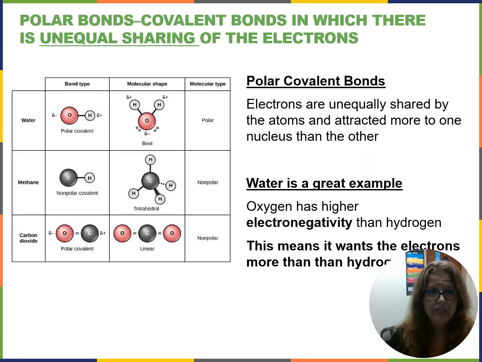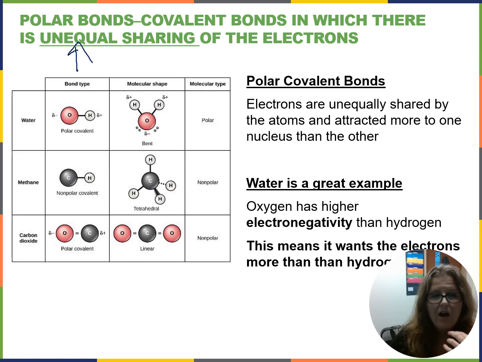Let me go on to the different types of covalent bonds. There are 2 types of covalent bonds, and the first one we already talked about with water. Between the oxygen and the hydrogen, the oxygen has a higher electronegativity. It wants the electrons more than the hydrogen, it's stronger, and it pulls the electrons more towards it. When it does that, they're unequally shared.